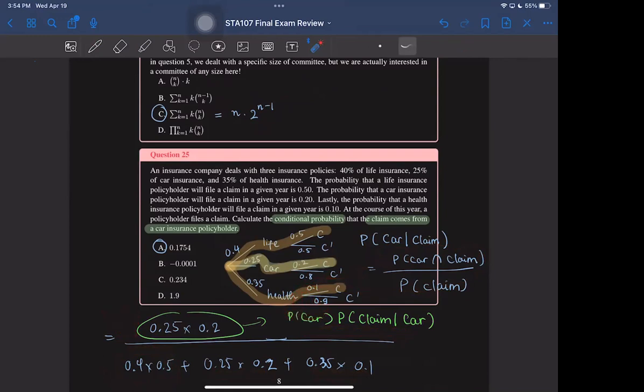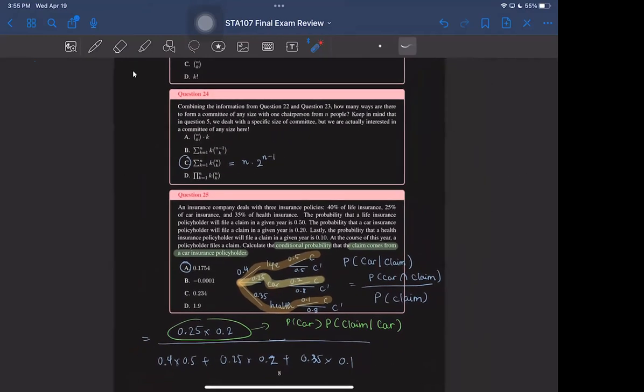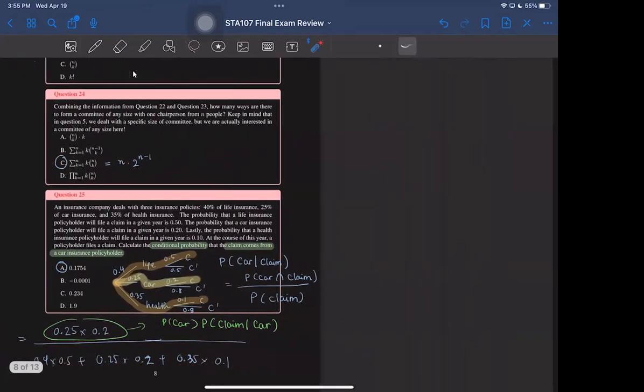Does this make sense? Okay. If no question, I will move on to 26. Please stop me if you have any question.